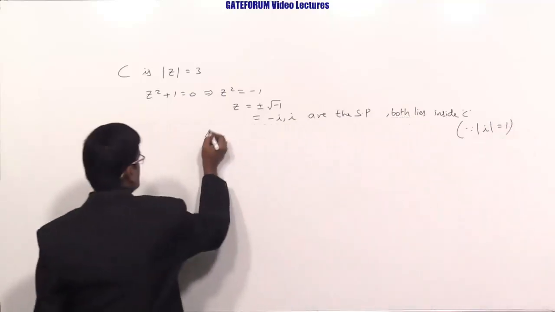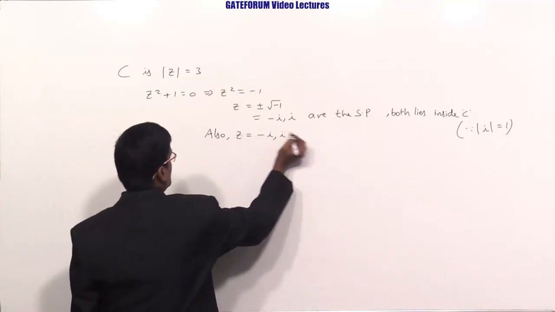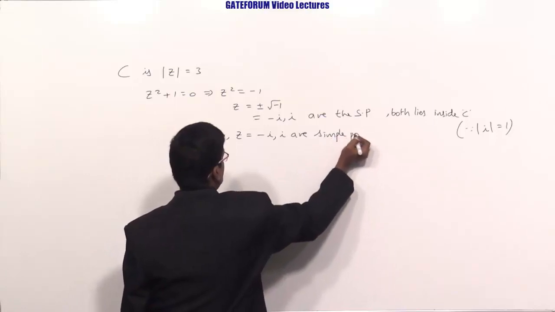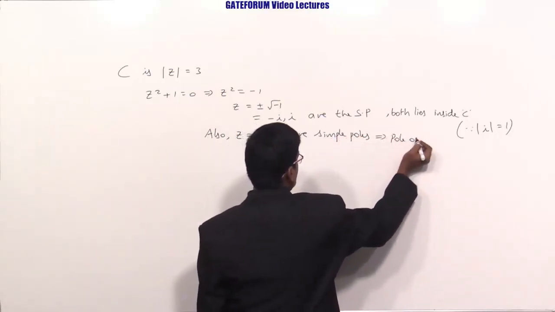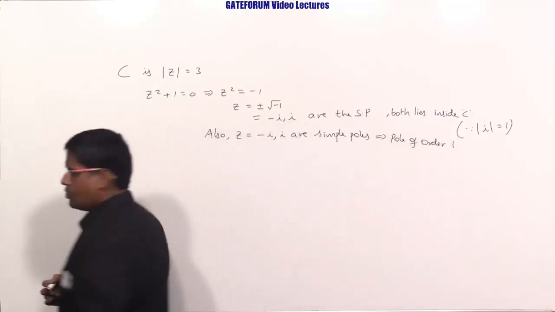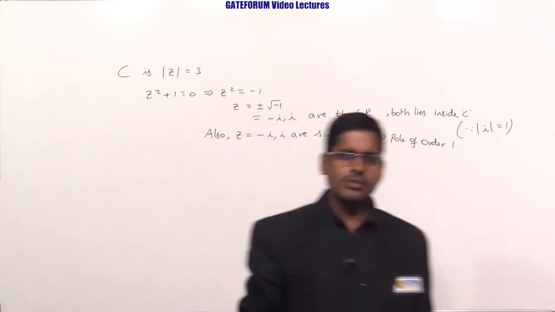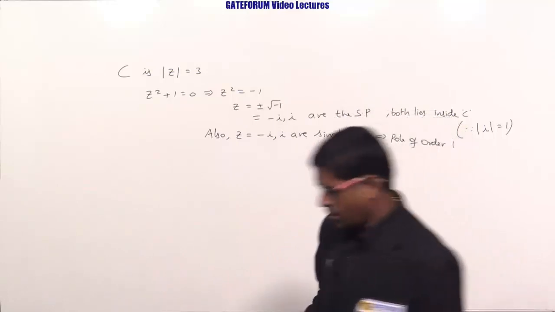Okay, and these are also simple poles. Also z is equal to minus i comma i, they are not repeated, they are simple poles, which implies poles of order 1. So in some problems, integral values along a closed curve are easily evaluated by the residue theorem, and in some other problems by Cauchy integral theorem or Cauchy integral formula.